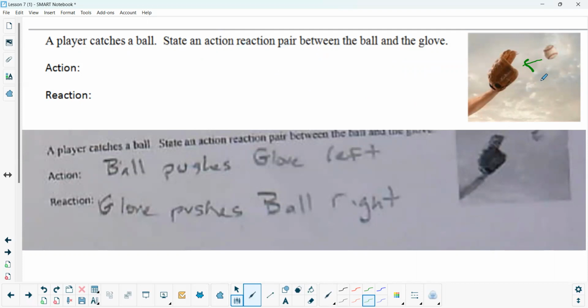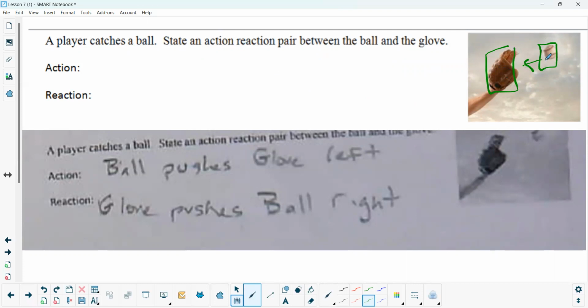So the action-reaction pair would be the interaction between the ball and the glove. So those are our two objects. So the ball is an object and the glove is an object. And in the lessons before, I've described this as caveman talk. So it's like one thing pushes or pulls on another thing, and then the opposite happens.